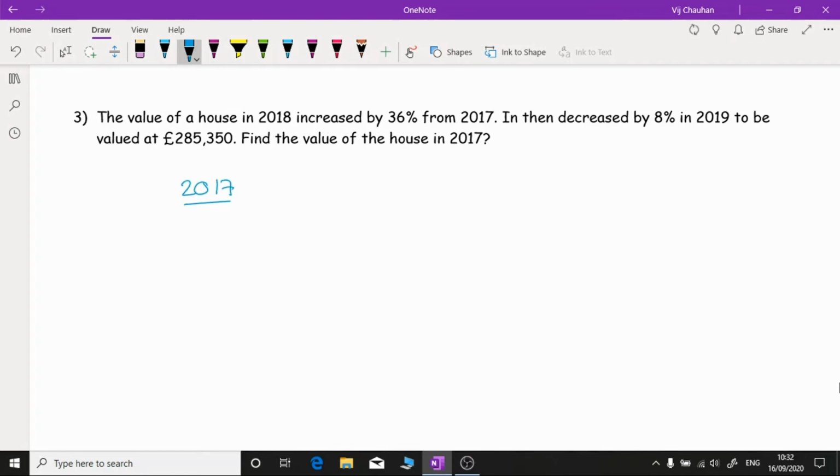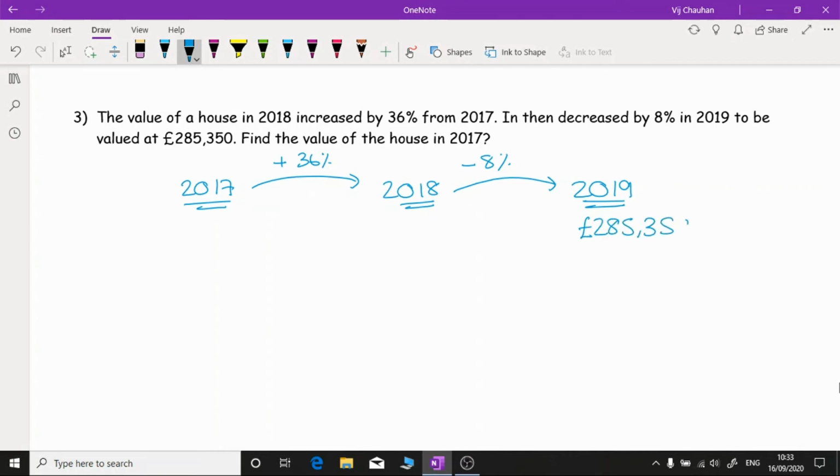So we've got 2017, we've got 2018, and we've got 2019. So from 2017 to 2018, it went up by 36%. And from 2018 to 2019, it decreased by 8%. And we know that this price here was 285,350. So what we need to do is we need to do the opposite.